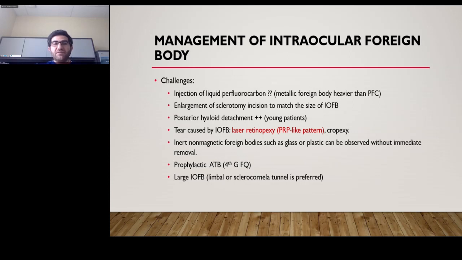Sometimes we can have an inert, non-magnetic foreign body in the eye. These foreign bodies will cause less inflammation and can be tolerated for a longer period. We recommend the use of prophylactic oral antibiotics for patients with intraocular foreign body for at least 7 days. Literature is divided on this subject, but I think that prophylactic antibiotics are indicated in this case.